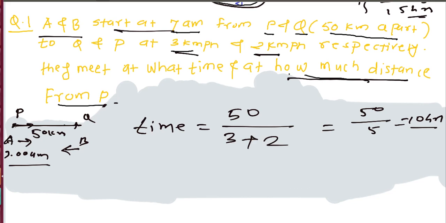Now they are meeting after 10 hours, right? In 10 hours A will travel how much distance? A is traveling with 3 kilometers per hour. In 10 hours A will travel 30 kilometers, right? So they will meet at 30 kilometers from P, right? And 20 kilometers from Q, right? So that is the question. Let's see the second question.